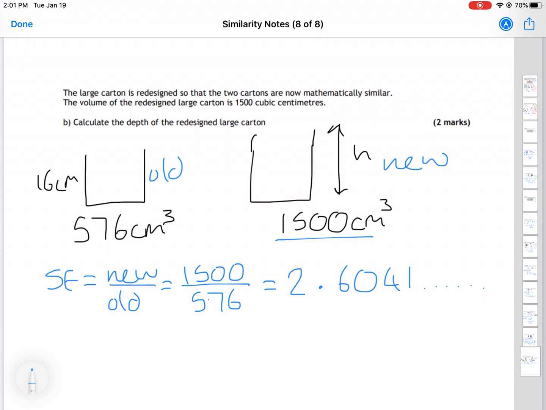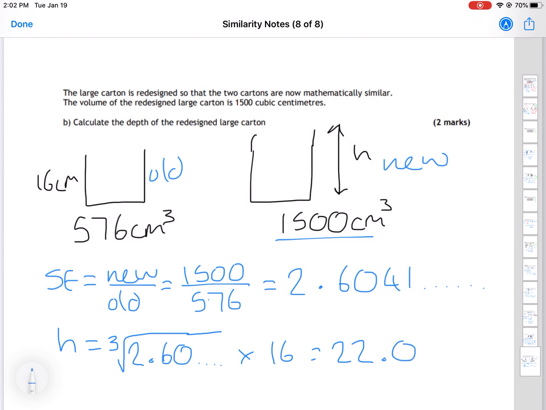Therefore, this is our volume calculation. To find the height, we have got to reduce down our levels. So I have to then take what I have just calculated, cube root it, and times it by the old length. So I'm going to straight cube root this into my calculator as the big long decimal it is, and then times it by the 16. Now that gives me 22.012 and so on. So 22 centimetres is the height of the new carton.